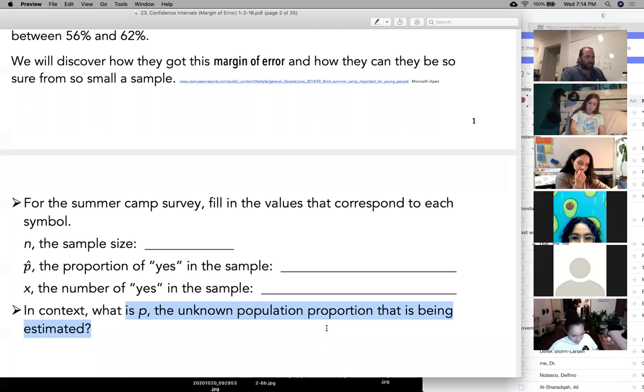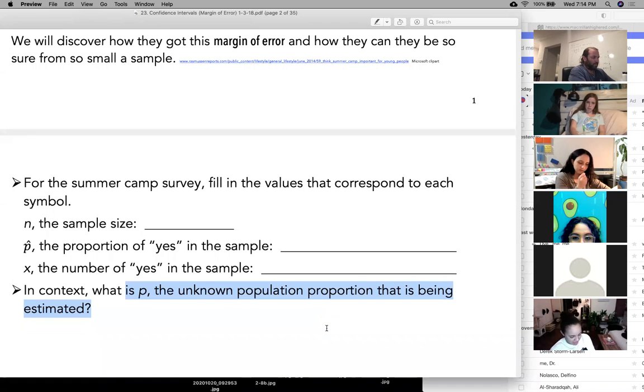Does that make sense? Mm-hmm. I'm just writing it down. The true percentage of what? The true percentage of all Americans who think children should go to summer camp. The proportion of all Americans who think children should go to summer camp, whatever that true proportion is, that's what P is.